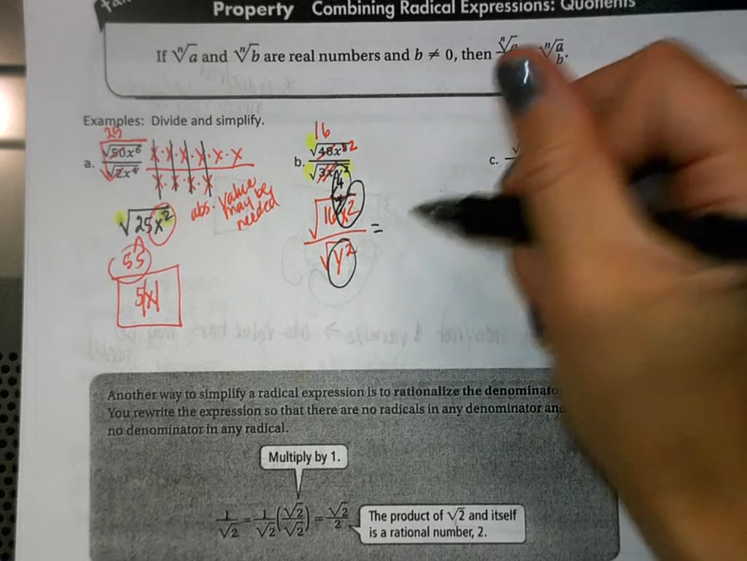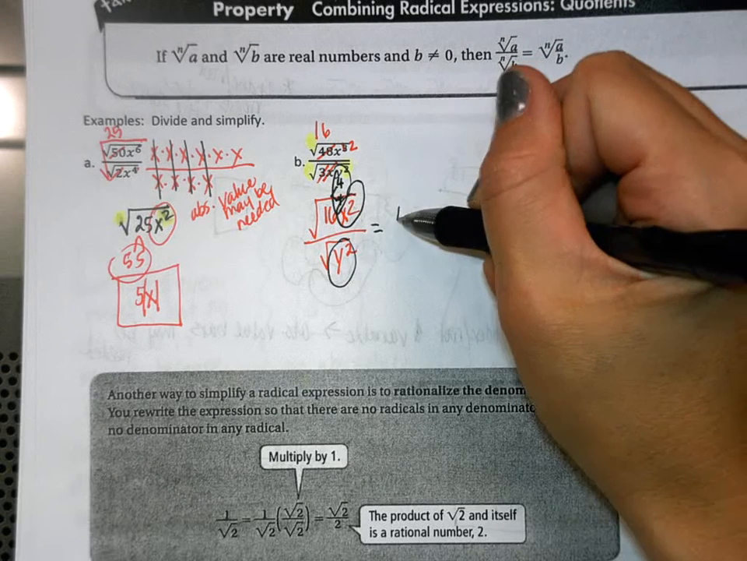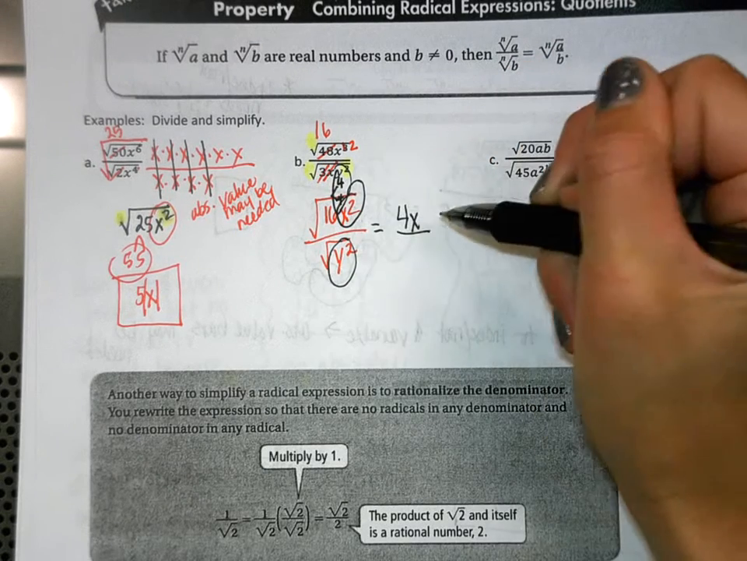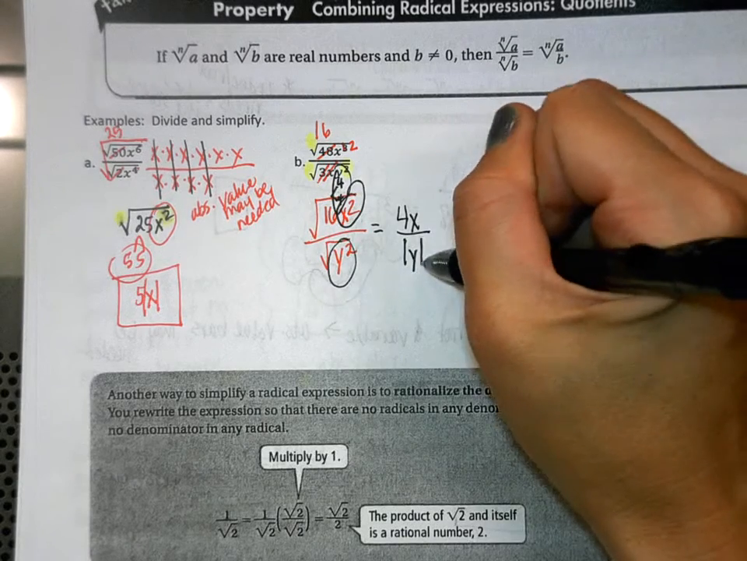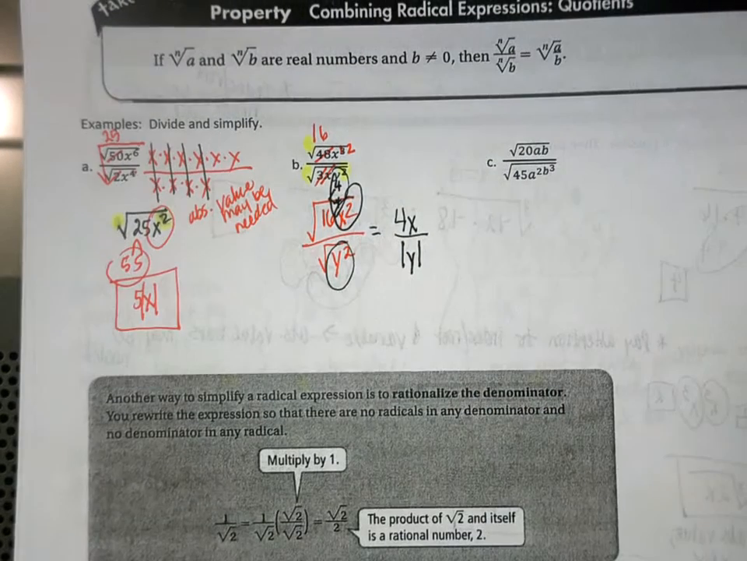So on the top, we're going to have what? 4x. And on the bottom, we're going to have absolute value of y. Okay, so because y came out and it was an odd exponent, we need to put the absolute values around it.